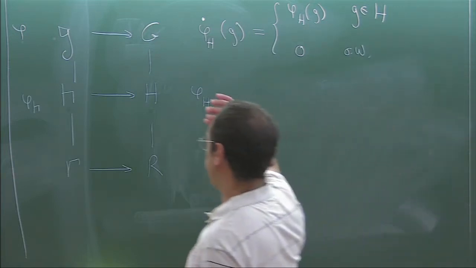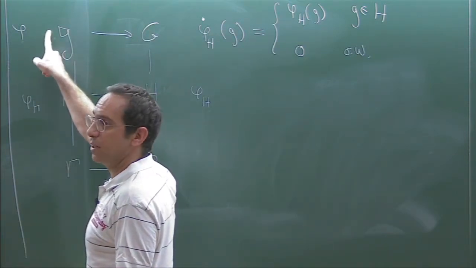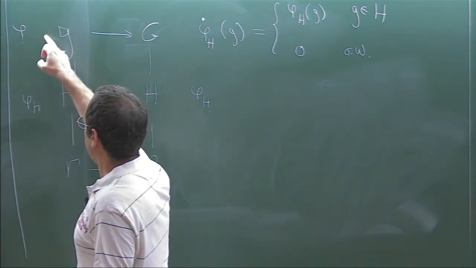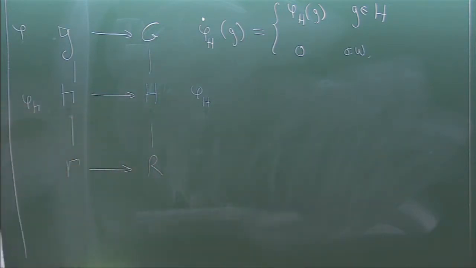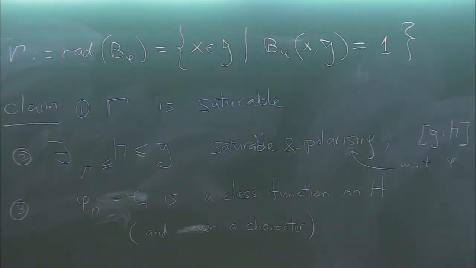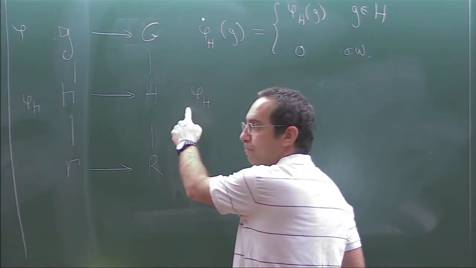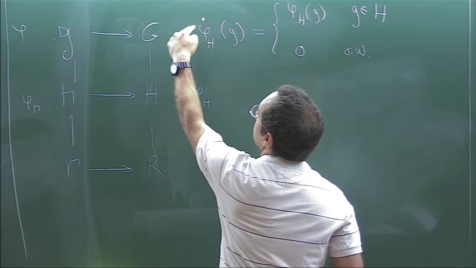Okay, so again, what did we do? We took a linear character of this abelian group, which happens to be a Lie ring, but it is just a linear character. We restricted to this subalgebra that we chose carefully with respect to phi. So everything here depends on phi. So we take the restriction, we think about it as a function here. It turns out to be a class function, and we are now considering this function.